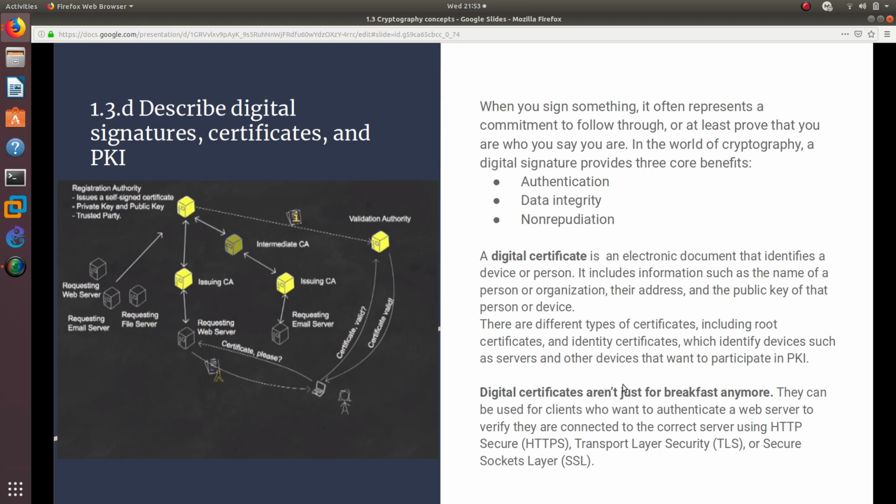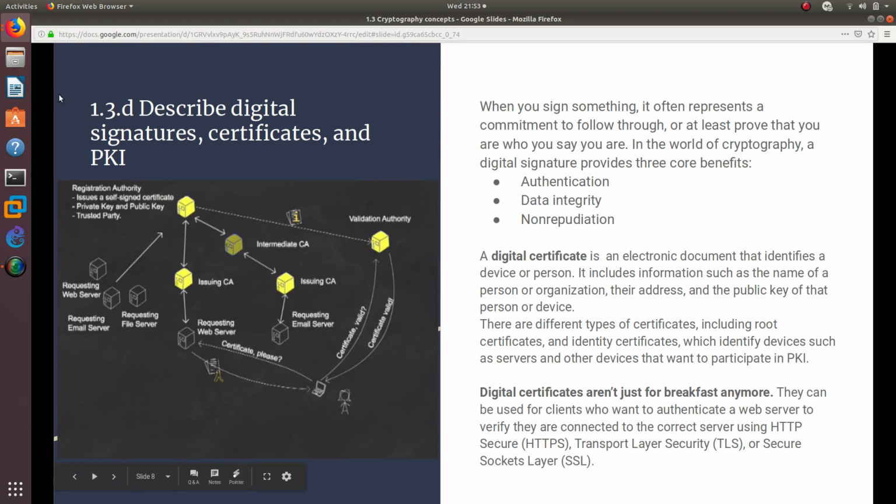And digital certificates aren't just for breakfast anymore. They can be used for clients who want to authenticate a web server to verify they are connected to the correct server using HTTPS. We use TLS, or Transport Layer Security, or Secure Sockets Layer. SSL is not in use anymore. What they use now is TLS.